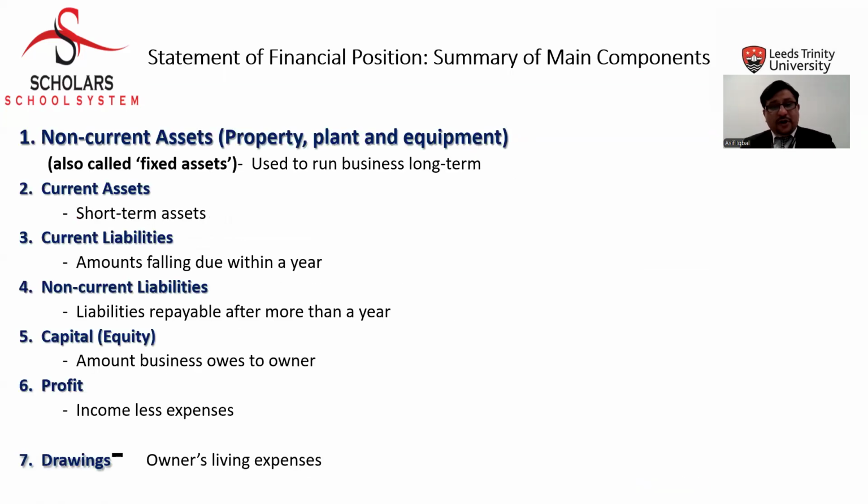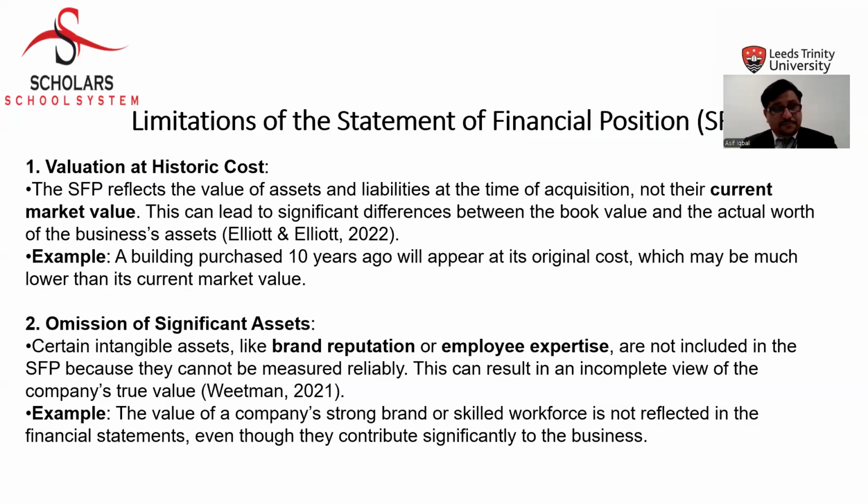So, a summary of the main points of the statement of financial position: it includes non-current assets, current assets, current liabilities, non-current liabilities, capital, equity, and the profit, which is added in that one. Drawings are excluded if they are taken by the owner, any type of thing for their personal use.